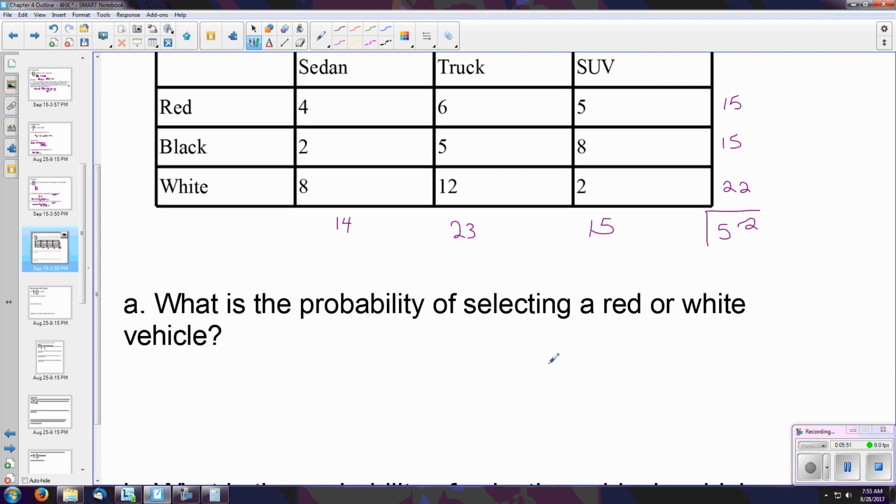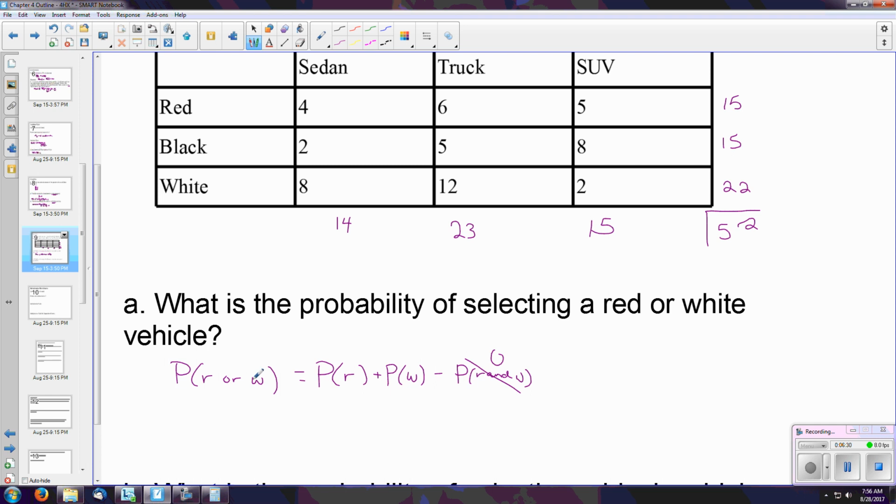What is the probability of selecting a red or white vehicle? So can a vehicle be red and white at the same time? According to this chart, they are completely separate. There's no overlap with them. So we would call those mutually exclusive. So we can write that like this. Again, since there's no overlap, you could say probability of red and white. So in this case, this last piece would just equal 0, so there's nothing to subtract.